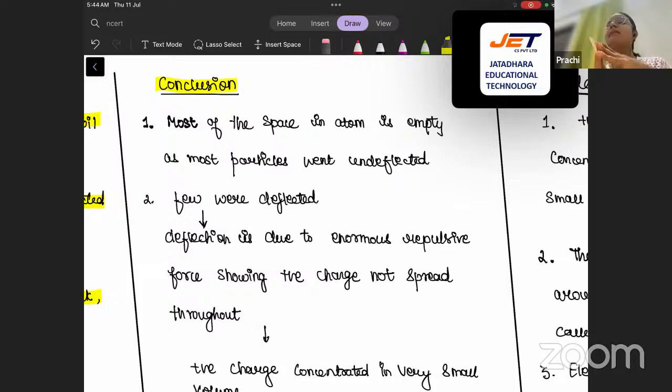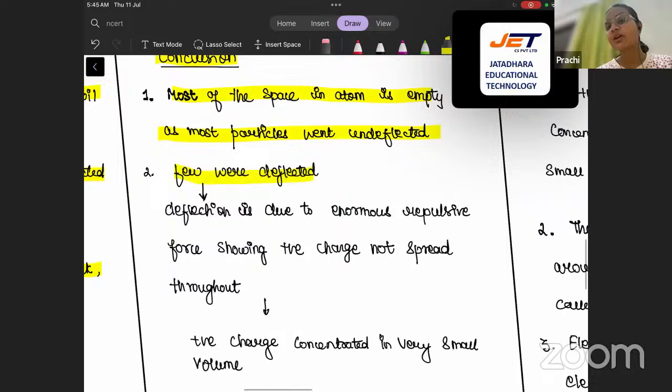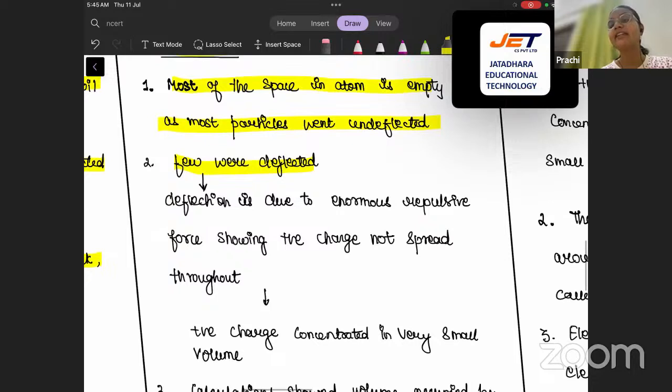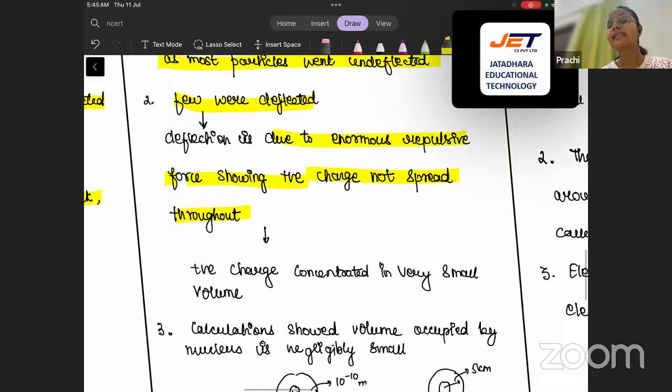So the conclusion they made from here is that because most of the particles went undeflected, most of the space in an atom is empty, right? And they saw that a few particles were deflected. From this, they said that the deflection is due to an enormous repulsive force, showing that charge is not dispersed throughout. And they said that positive charge is concentrated in a very small volume, right?